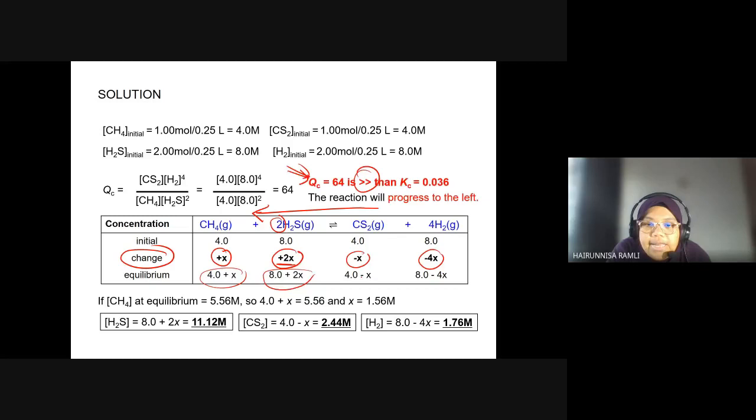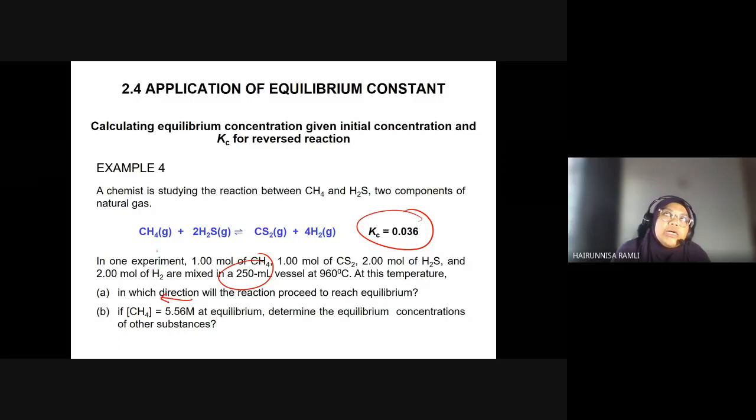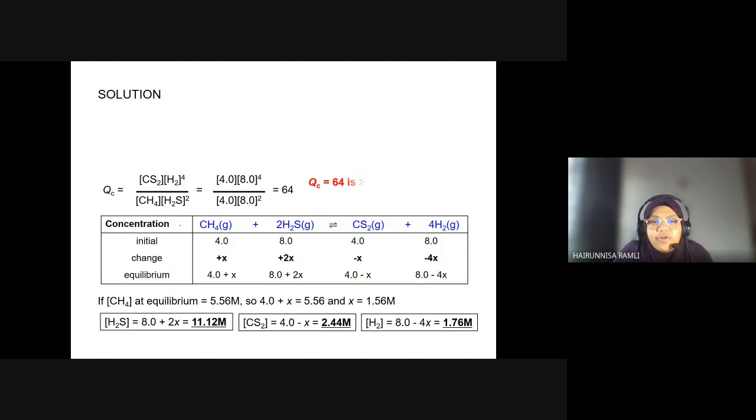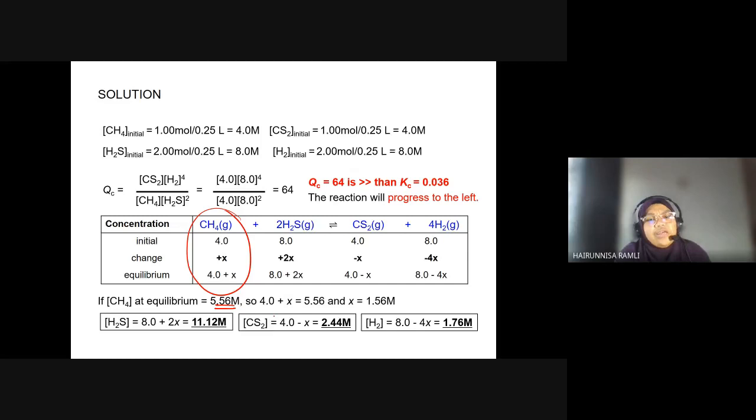And then, okay, tadi dia tanya direction. Shift to the left lah, okay. Shift to the left or reverse direction or shift to the reactant. Yang penting kita faham maksud dia ke kiri. Okay, dia dah jawab soalan A. Dan soalan B, if CH4 is 5.56 at equilibrium concentration dia eh. Determine the equilibrium concentration of other substances. So, where is CH4? Okay, here, CH4 equals to 5.56. Yang lain tu, I think you proceed je lah. 4 plus X, you dapat ni. So, X, you akan dapat value lah.